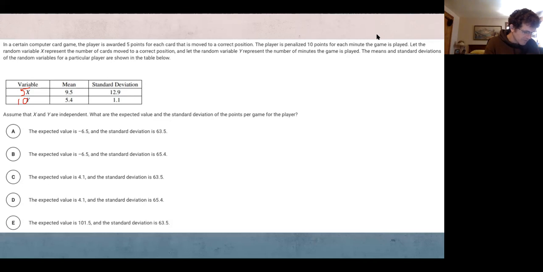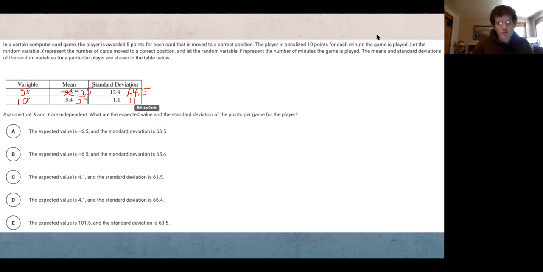So if I convert these into points, luckily by scaling, all I have to do is multiply both these numbers. The new numbers are going to be 5 times 9.5, which is 47.5. 12.9 times 5 is going to be 64.5. When I rescale the others, that one's pretty easy. It's going to be 54 and 11.